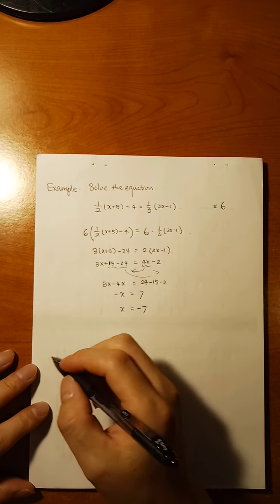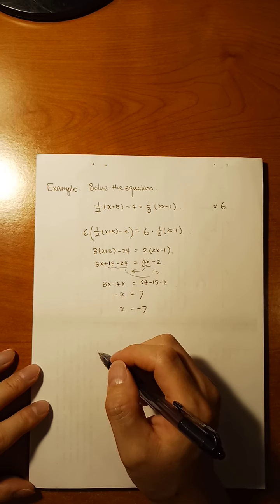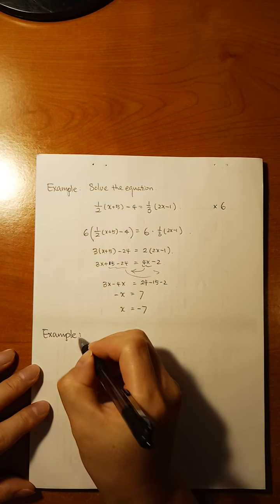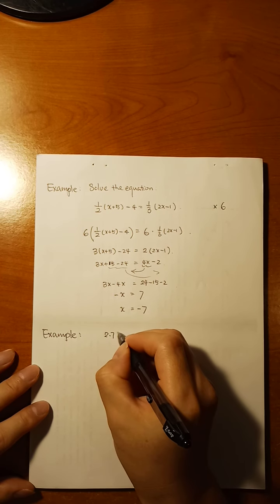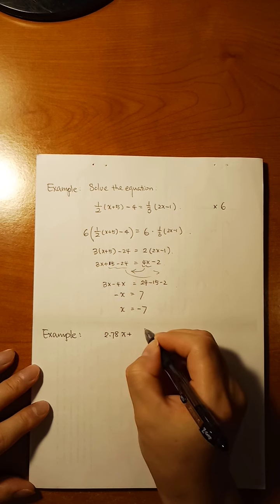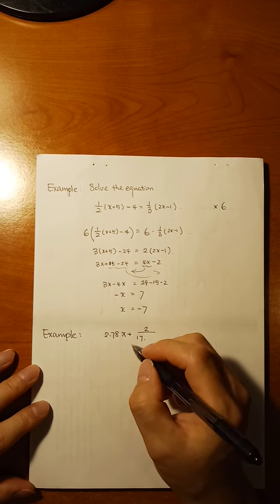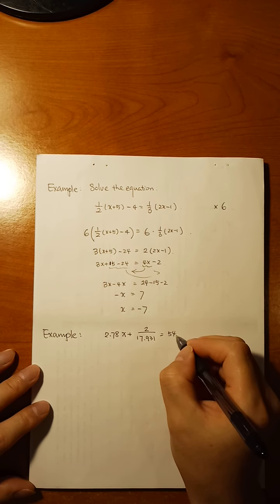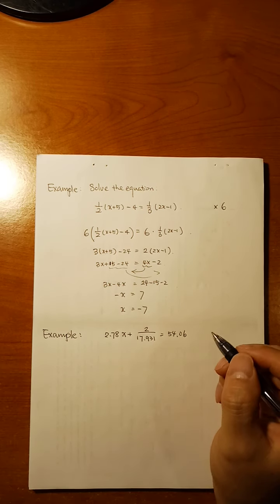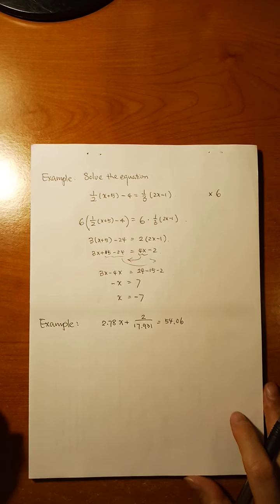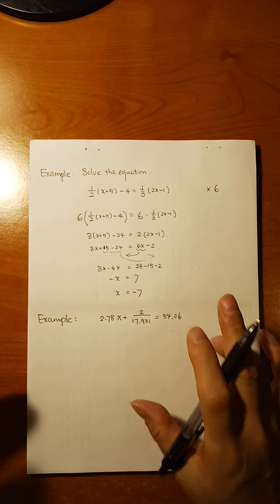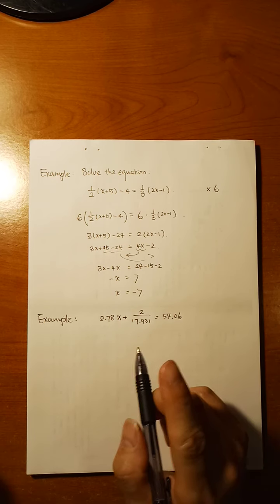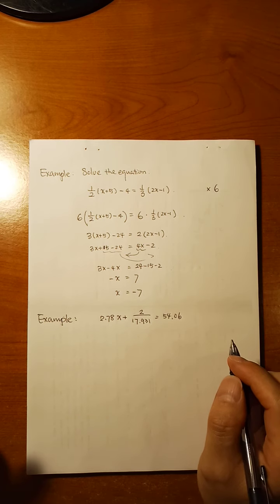But if you have some weird numbers, not clearly rational numbers, for example, if we have 2.78x plus 2 over 17.931 is equal to 54.06, for this kind of equation, you will only do that by calculator. Oh, one more thing. In the exam, the calculator is never allowed.